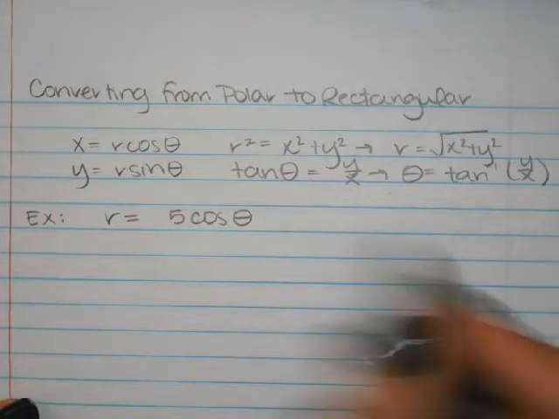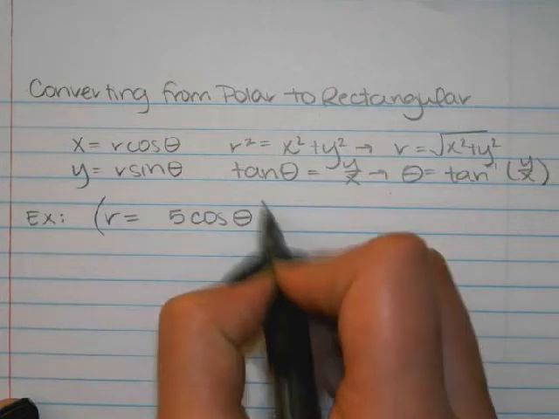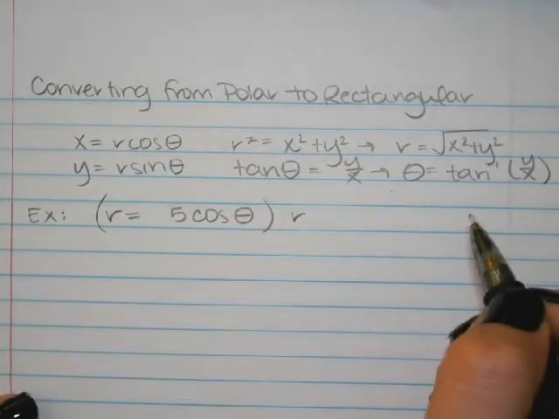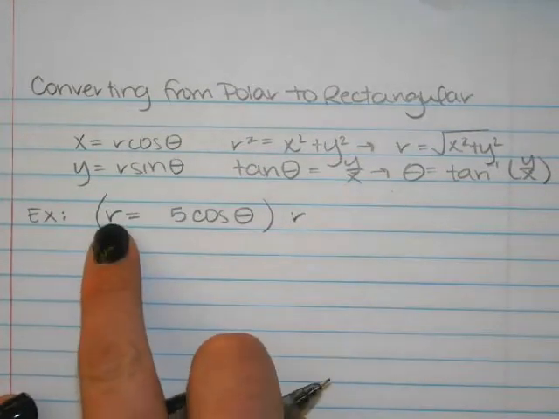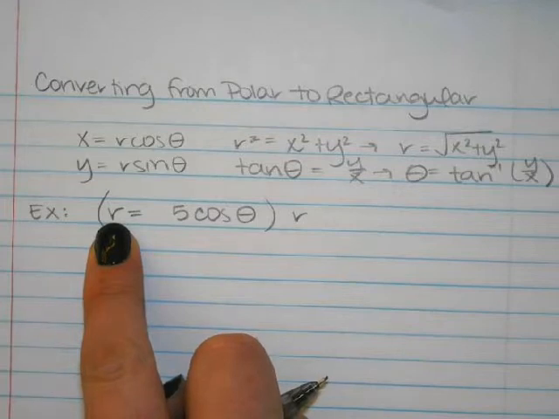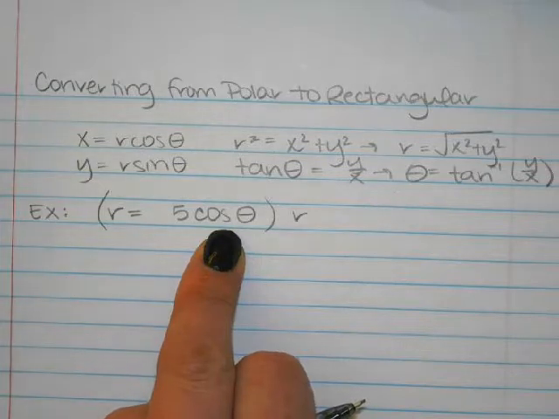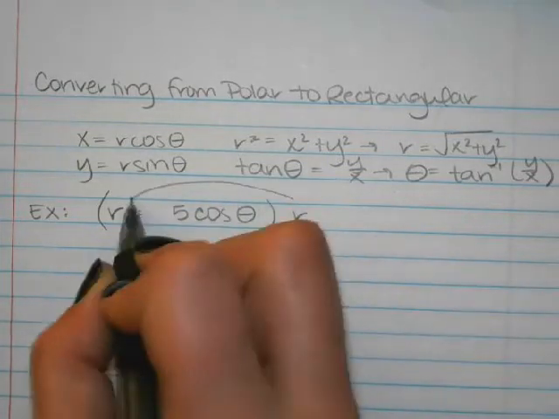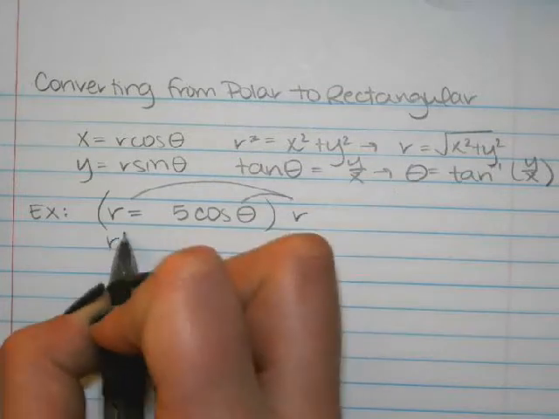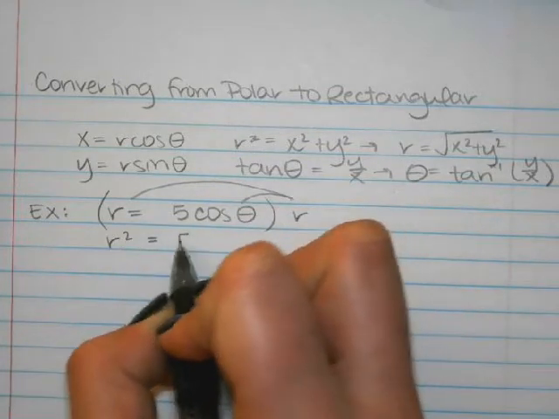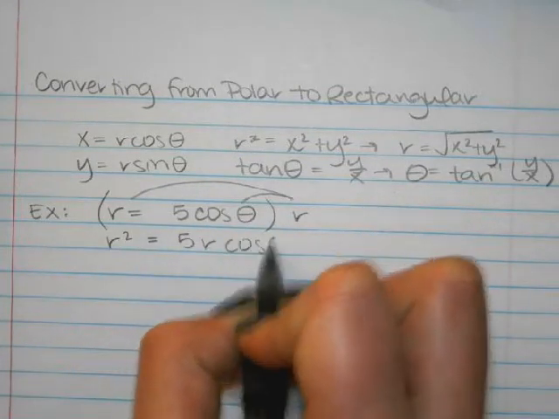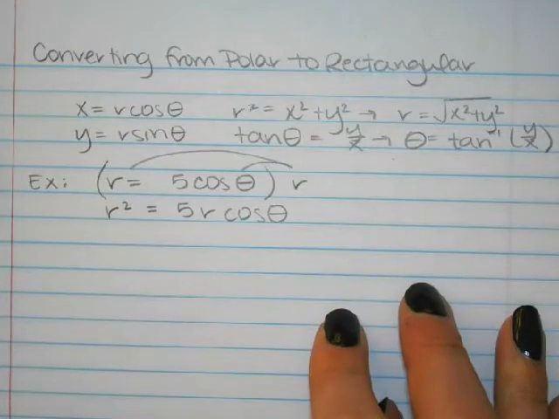Yeah, we're going to multiply by R. So the reason that we're multiplying by R is because if this part right here becomes R squared, I'm still okay. And this part right here has to have an R with it for me to be able to do anything. Okay? So when I multiply the entire equation by R, I get R squared equals 5R cos theta. Then what do I do?